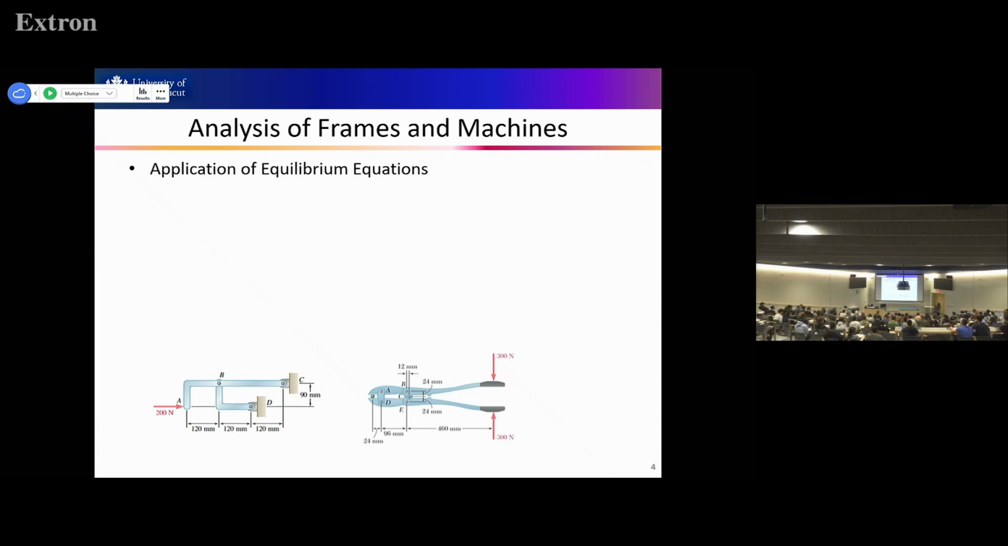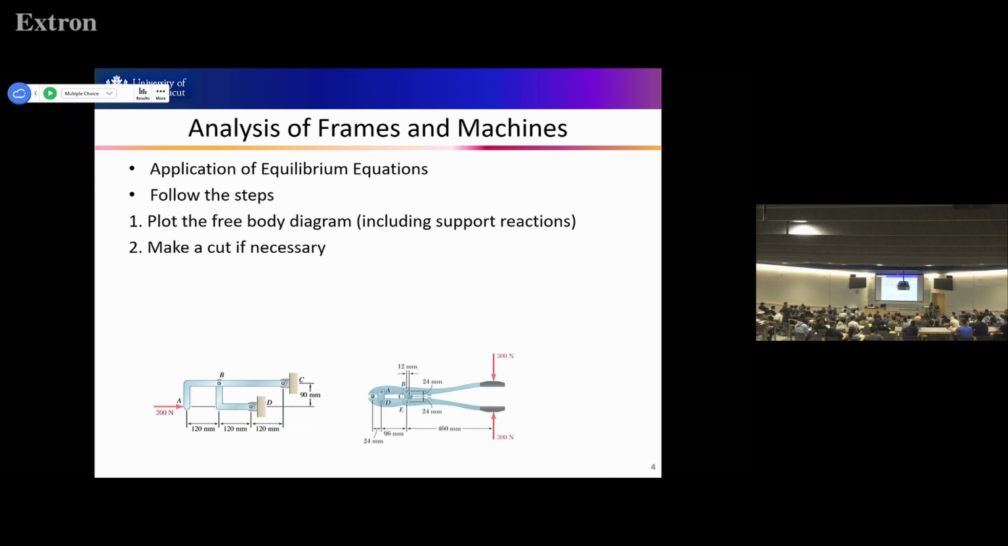And then we will apply the equilibrium equations following these steps. So we plot the free body diagram, including support reactions for frames, if there are any. And then for machines, we don't have any supports. We have connections, though, right? And then make a cut if necessary. For these two systems, we have multiple parts, so we must cut. So it is a two-step procedure.